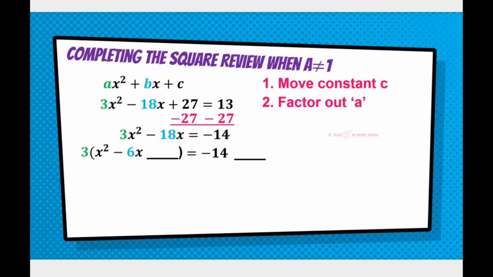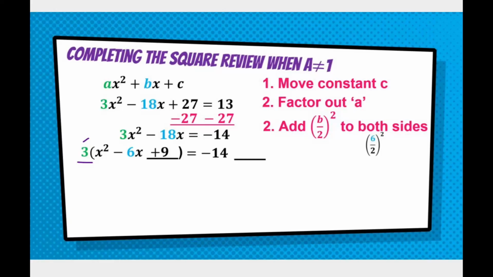And now I'm going to complete the square by just what's in the parentheses. So I have those blanks here. So now I'm not looking at my b value as negative 18. I'm looking at my b value as negative 6 because I factored that out. Okay, so I'm going to do negative 6 divided by 2, which is negative 3, and I'm going to square that to get positive 9.